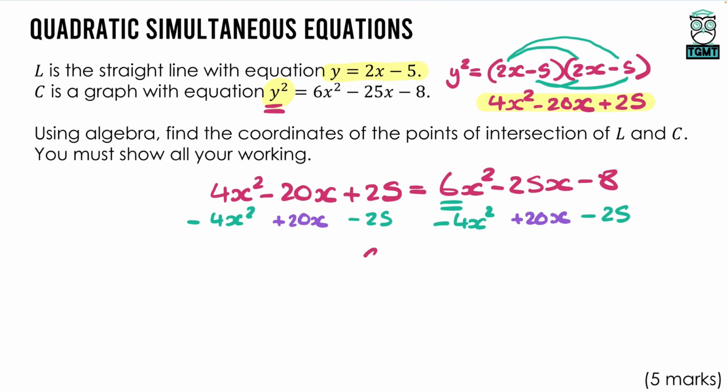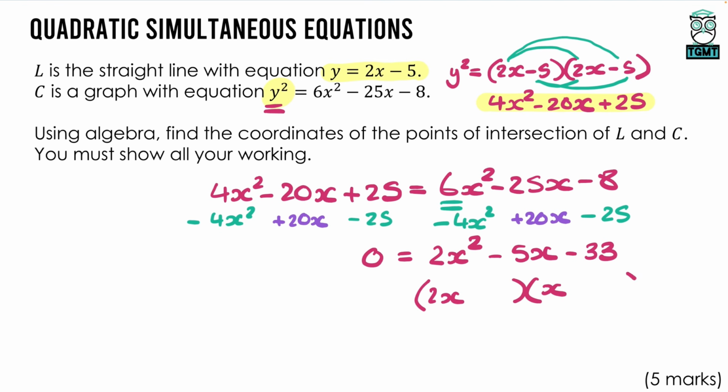That means straight away I'm going to get 0 equals, I can just sort of take my time and tidy up the right hand side. So 6x squared minus 4x squared gives me 2x squared. Negative 25x add 20x is minus 5x. And minus 8 minus 25 is minus 33. So I now have a quadratic equation which is equal to 0, which means I can now factorise it to find my two solutions for x. So I use inspection for my factorisation of quadratics where the x squared is bigger than 1, which means I just look for the factors of 33.